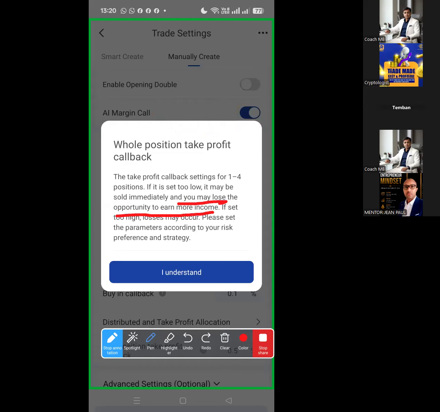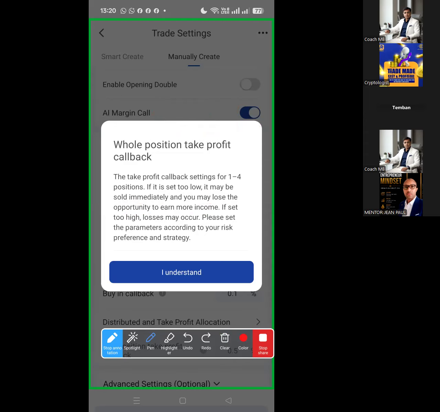Can you see this line? Can you understand this line here? What it is trying to give you is an opportunity to earn more income than what you have asked for. So this is the main advantage that we are talking about.